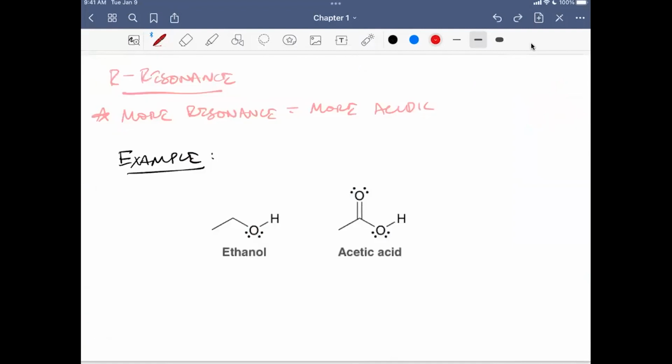Another way to determine if an atom is more stable as an acid is by resonance. And you guys dealt with resonance in your previous chapter, so you're good at resonance structures, and you can determine from resonance structures if your compound is more acidic than another compound. So let's do that. We have these two structures right here. We have ethanol and acetic acid.